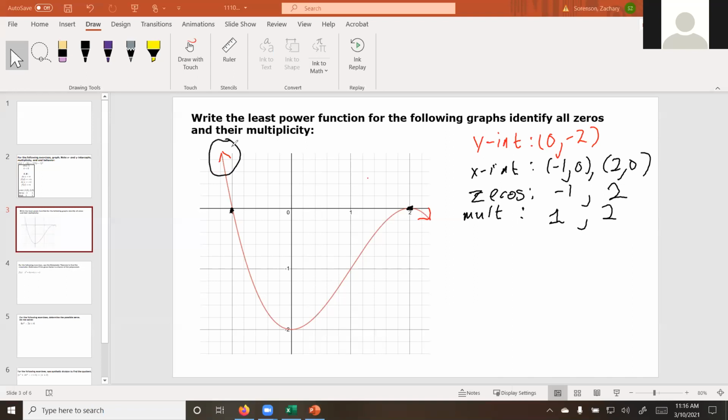What about this stuff? We got our domain, maybe? We do have our domain. It's -infinity to infinity. What else do we have with those arrows? As x approaches infinity, f of x goes to -infinity. Yep. As x approaches -infinity, f of x approaches +infinity. Great. So that's my end behavior. What does that tell me about the degree? What does that tell me about the leading coefficient?